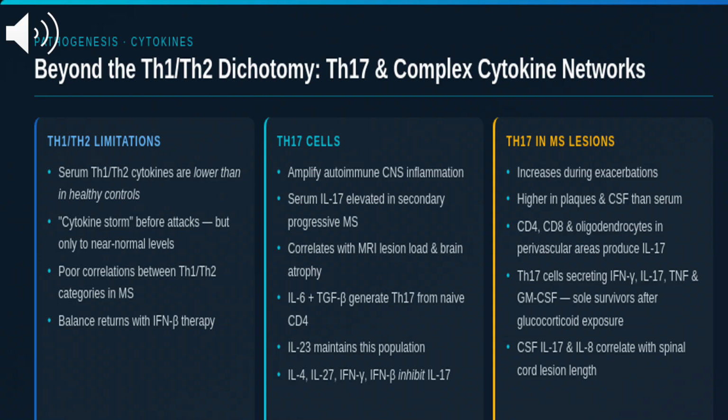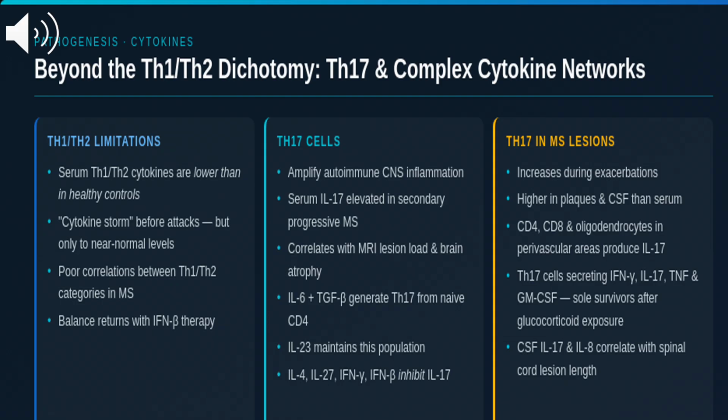These pro-inflammatory cells amplify autoimmune CNS inflammation and are elevated in secondary progressive MS, correlating with MRI lesion load and brain atrophy. The Th17 cells are generated from naive CD4 cells by the combination of IL-6 and TGF-beta and are maintained by IL-23. The inflamed blood-brain barrier and dendritic cells help polarize naive T cells into the Th17 phenotype. In MS lesions, CD4 and CD8 cells and oligodendrocytes in perivascular areas all produce IL-17.